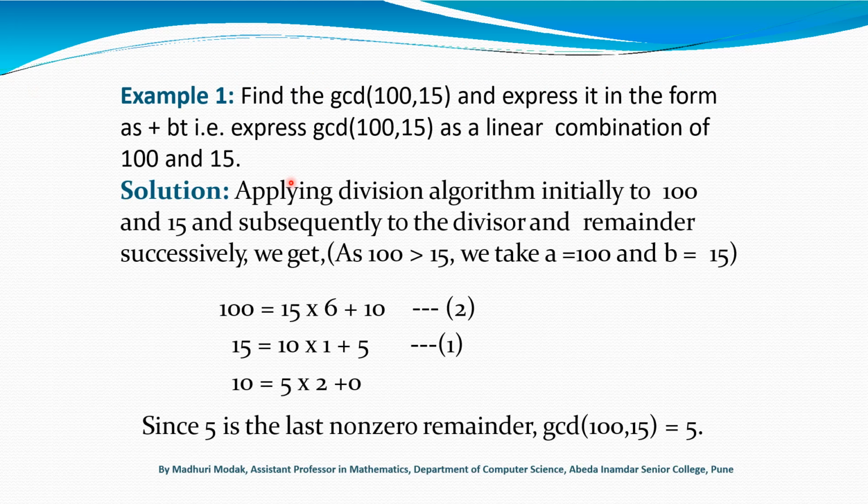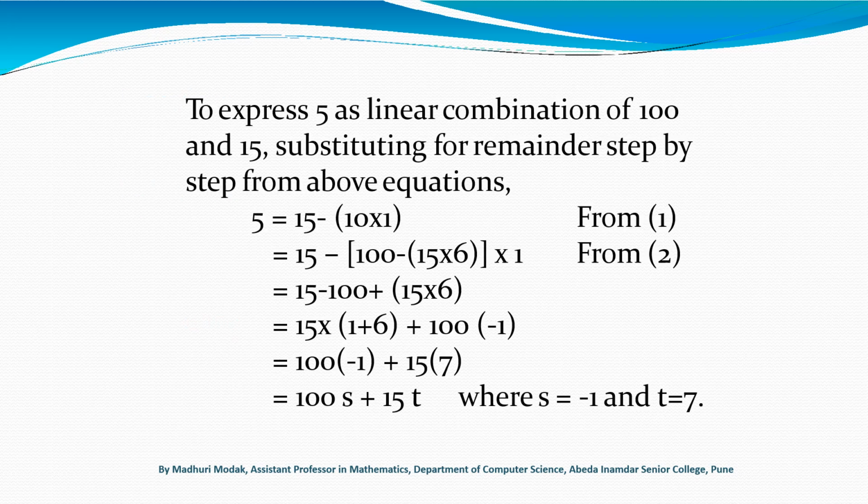Now see how to write 10. Now from equation 2 we can write 10 is equal to 100 minus 15 into 6 by shifting 15 into 6 to the left hand side. So here we have substituted the value of 10 from equation number 2. Now the whole bracket we have to multiply by 1. Now 100 into 1 is 100, 15 into 6 into 1 is 15 into 6.